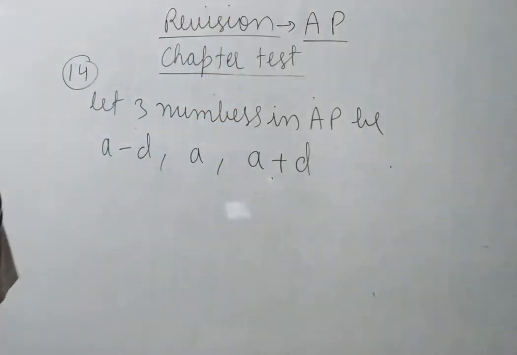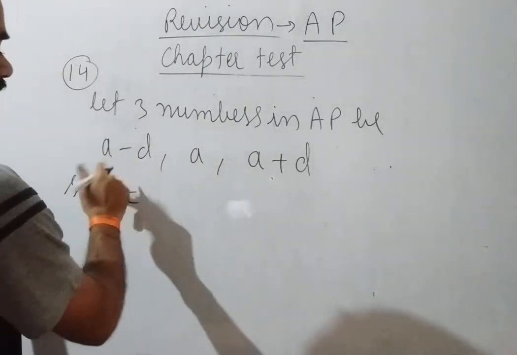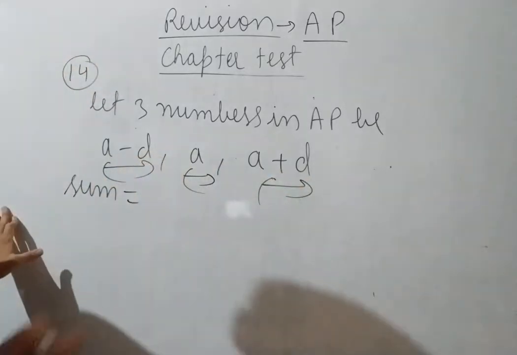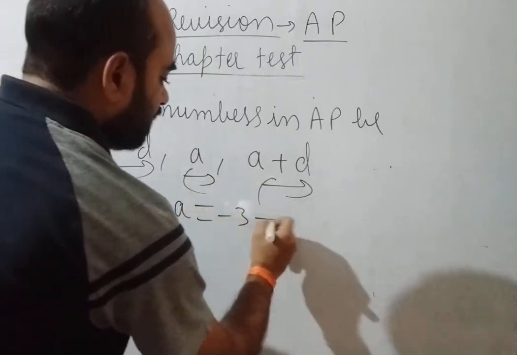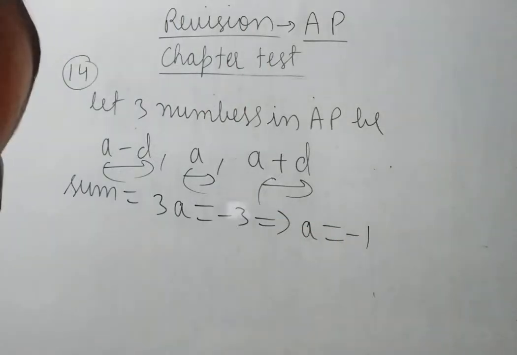Now first condition: the sum of the three numbers in AP is minus 3. When you take the sum, plus D and minus D cancel. What is left? A. It means 3A, and the sum is given as minus 3. It means A will be minus 1. Correct?